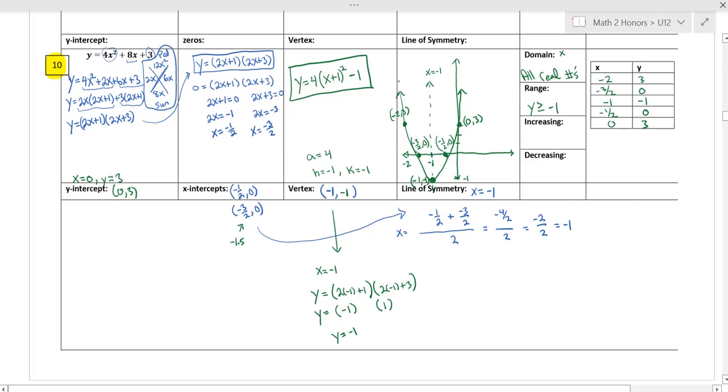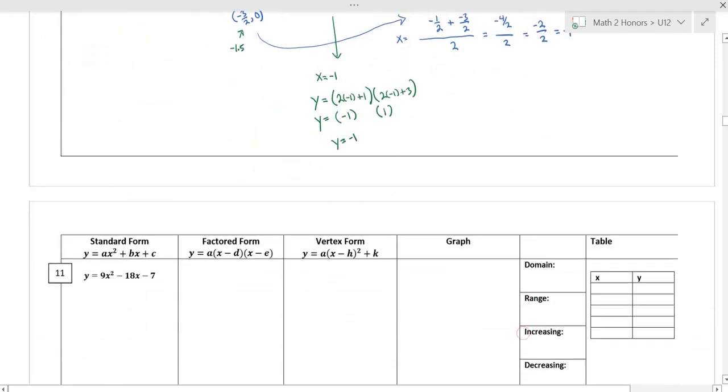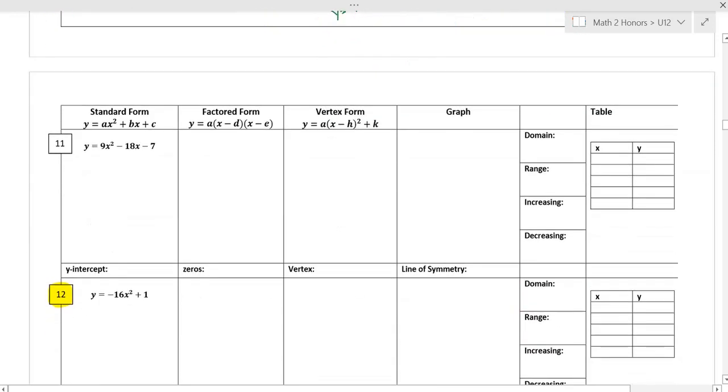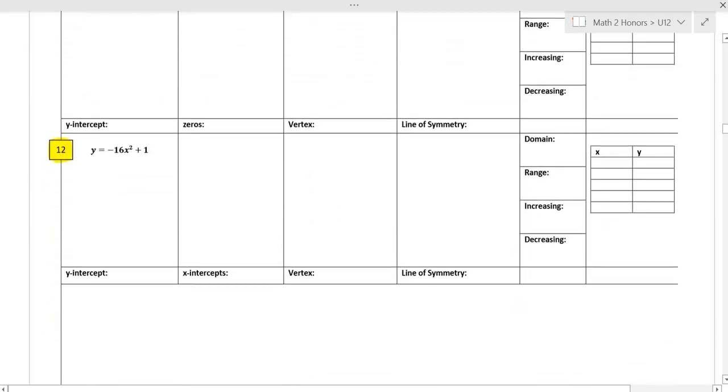As you trace this from left to right, it's first dropping, or decreasing, till it gets to the middle, so all x values less than the middle, negative 1, the axis of symmetry, will be decreasing. Anything past that starts to increase. And that's number 10. Last one I want to do with you is number 12.